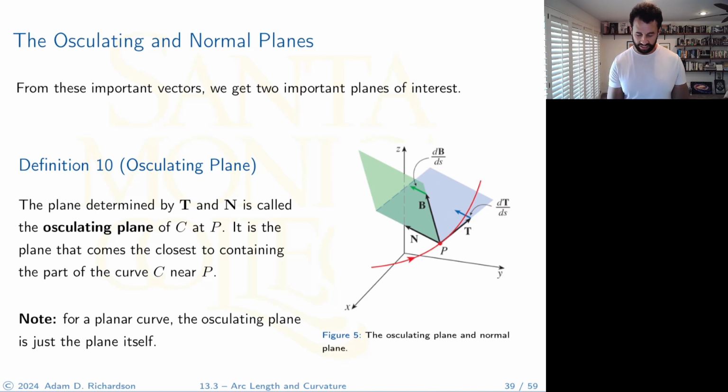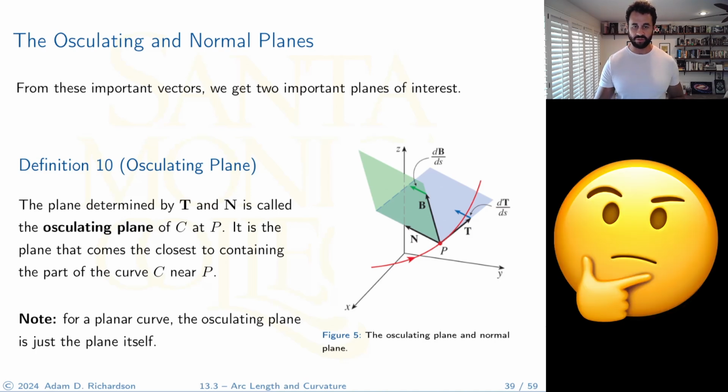So it's the plane determined by T and N. This is basically the plane that comes the closest to containing part of the curve C near the point P. It is the plane that is most likely to contain the curve if it were a planar curve. That's why I have this note down here: if you have a planar curve, the osculating plane is just the plane itself. So this is one of those moments where, again, I want to throw the thinker up and I just want you to stare at this picture and visualize this plane that you see here, the osculating plane.